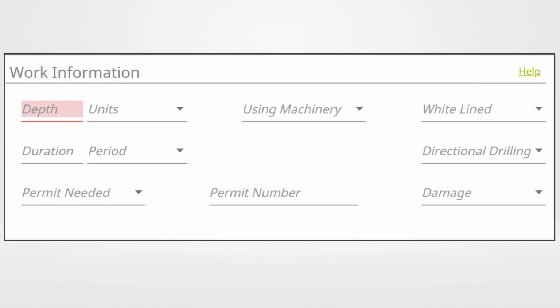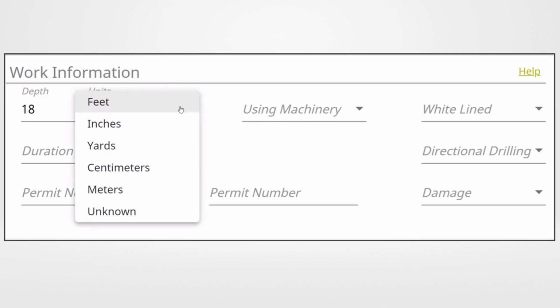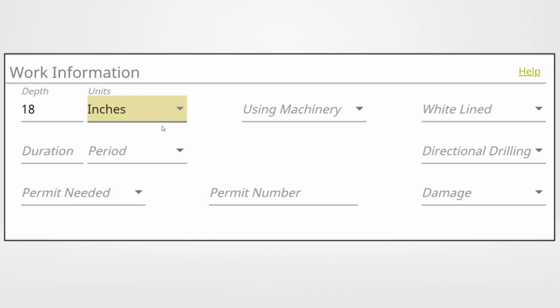First, how deep are you digging? If you know how deep you are digging, enter the number in the first field and select the unit from the drop-down menu in the second field. Units are feet, inches, yards, centimeters, meters, and unknown. If the depth is unknown, place a zero in the first field.